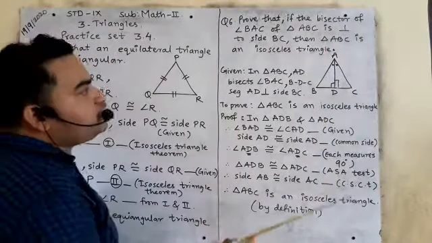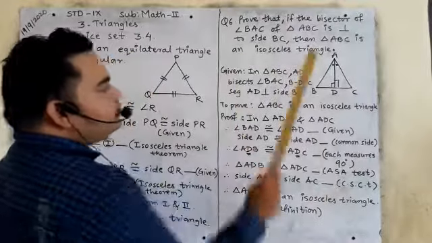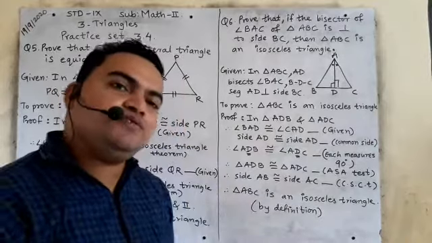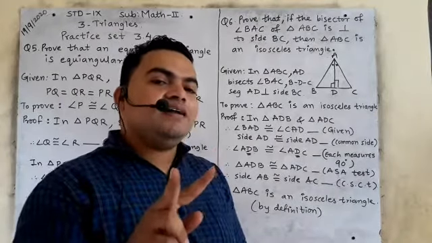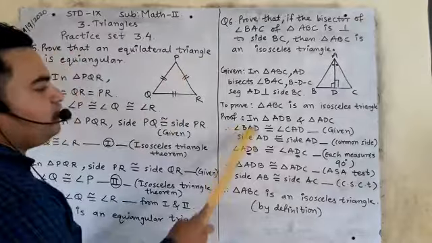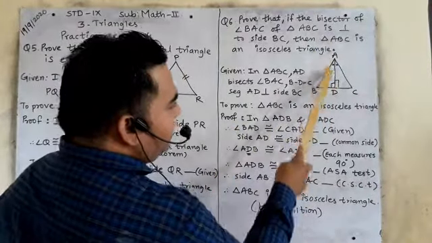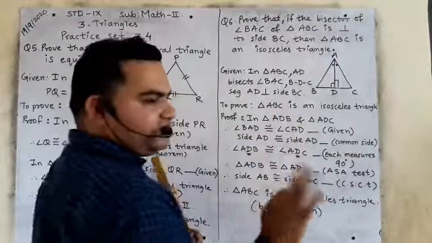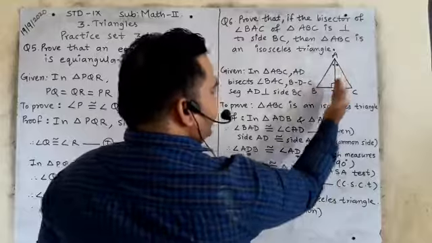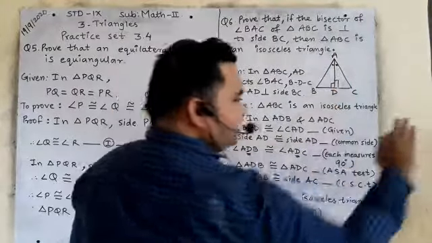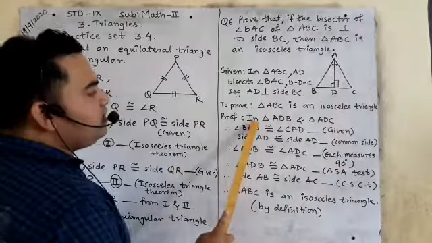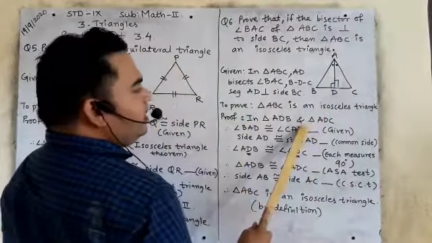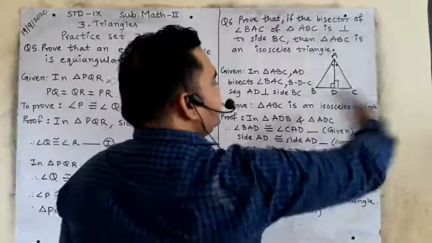Now we have to prove. What is to be proved? Triangle ABC is an isosceles triangle. What is an isosceles triangle? One whose two sides are congruent to each other. Now see here, proof. In triangle ADB, there are total three triangles. First ABC, then ADB, and then ADC. There are three triangles. So now we are talking about triangle ADB, this side of the triangle, and triangle ADC, that side of the triangle.